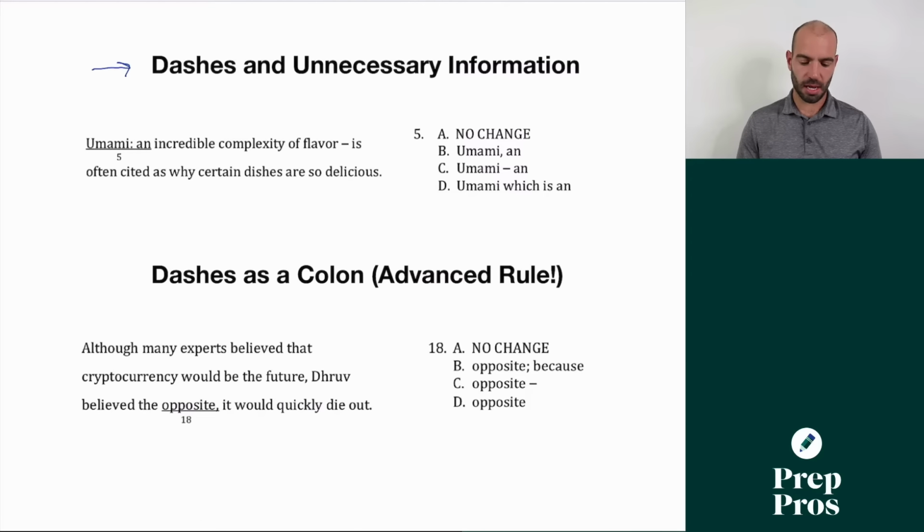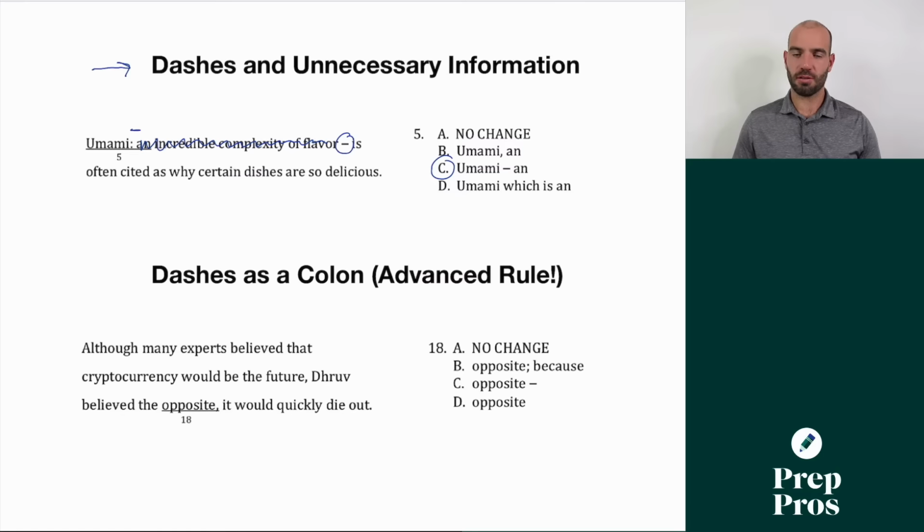So here, if it says "umami," an incredible complexity of flavor, and another dash, here, the correct answer is C, because the two dashes are basically showing that we can take this out as unnecessary information. You can read the rest of the sentence: "Umami is often cited as why certain dishes are so delicious" as a complete sentence on its own.